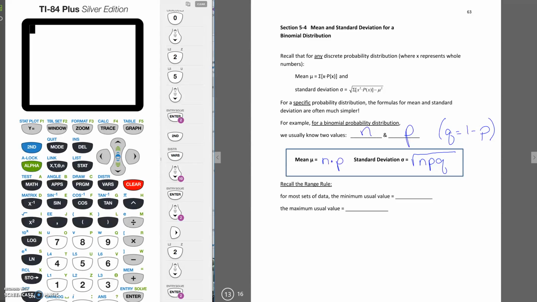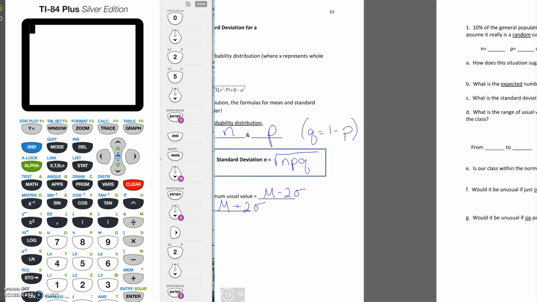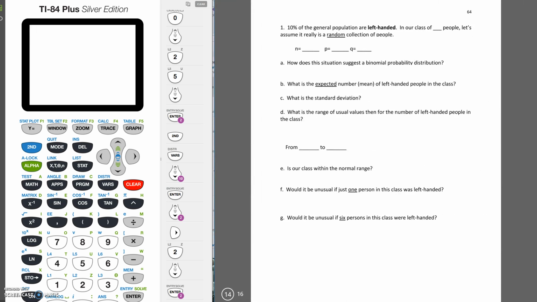So back in an earlier chapter, we learned about the range rule, so what we consider minimum usual values and maximum. So remember, the minimum usual value was the mean minus 2 standard deviations, and the maximum usual value was the mean plus 2 standard deviations. Okay, so let's actually use this.